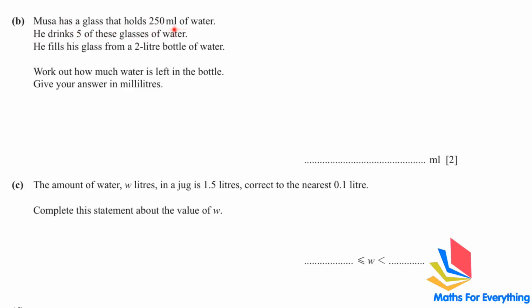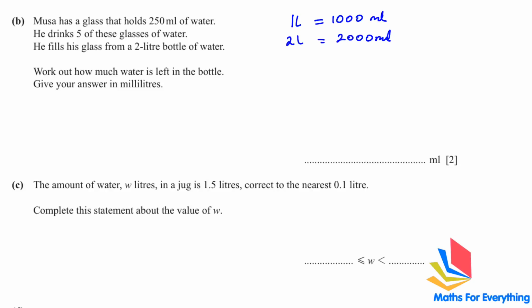Musa has a glass that holds 250 milliliter of water. He drinks 5 of these glasses of water. He fills his glass from a 2-liter bottle of water. Work out how much water is left in the bottle. Give your answer in milliliter. 1 liter has 1000 milliliter. So 2 liters will have how many milliliters?